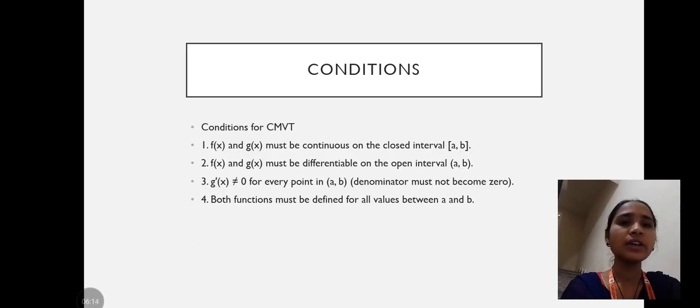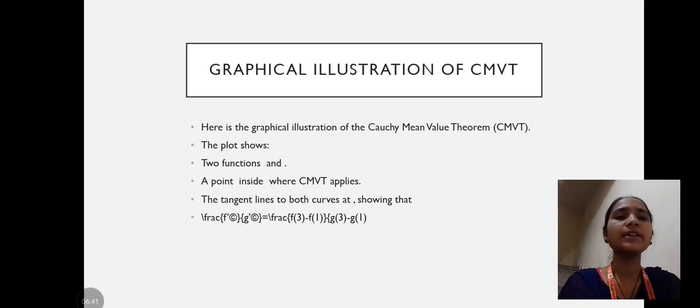And the conditions for Cauchy mean value theorem are: the first condition is f of x and g of x must be continuous on the closed interval [a, b]. The second one is f of x and g of x must be differentiable on the open interval (a, b). The third one is g dash of x is not equal to 0 for every point in (a, b); the denominator must not become 0. Both functions must be defined for all values between a and b.